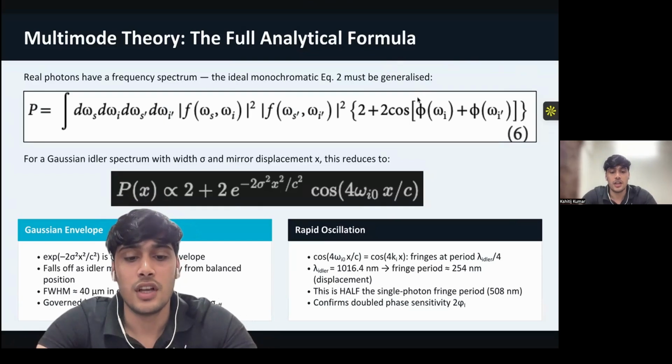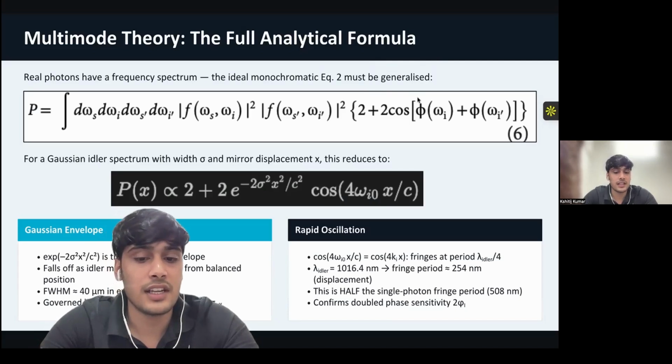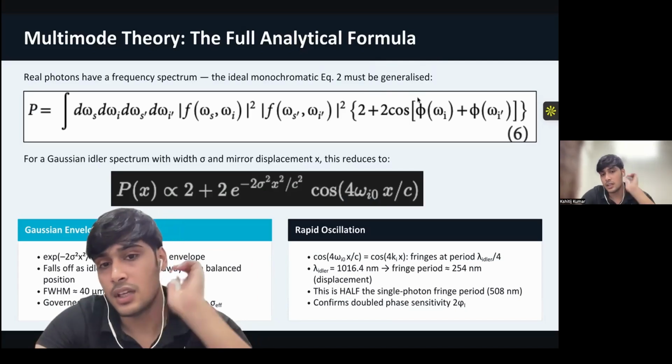Hi, I am Kshitij. So far, we have been working with the idealized picture with monochromatic photons at a single frequency. But real photons from a femtosecond laser have a spectrum. So the simple equation 2 we derived, P equal to 2 plus 2 cos 2 phi I, needs to be generalized to account for this. This is exactly what equation 6 of the paper does.